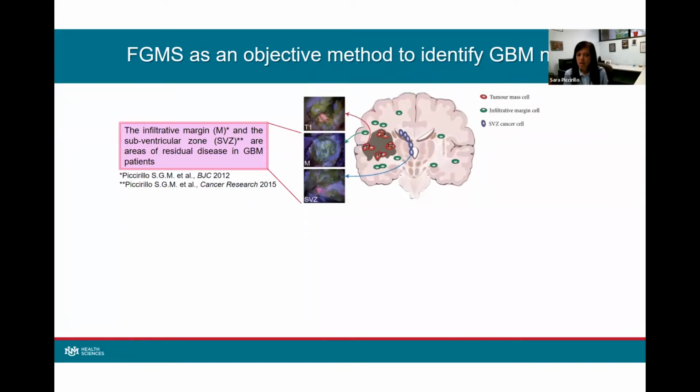So now what I want to do is to summarize what we published so far. And then for the rest of this talk, I'm going to present to you some unpublished work of the lab, so that you will see where we are going next in order to really understand better and to dissect intra-tumor heterogeneity in glioblastoma. So far, I've told you that by 5ALA and by the FGMS scheme, we are able to dissect areas in the tumor.